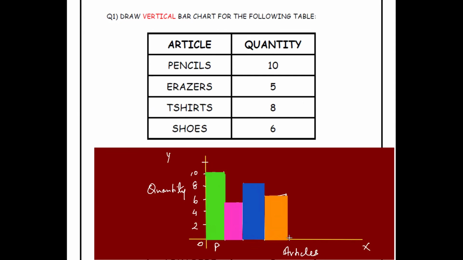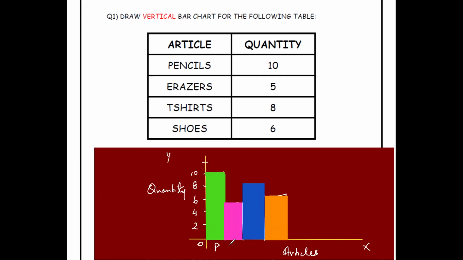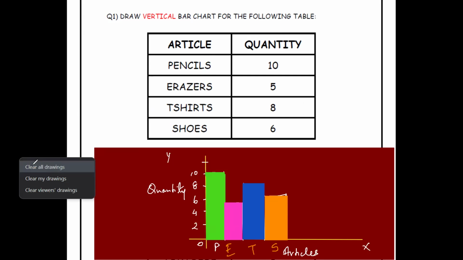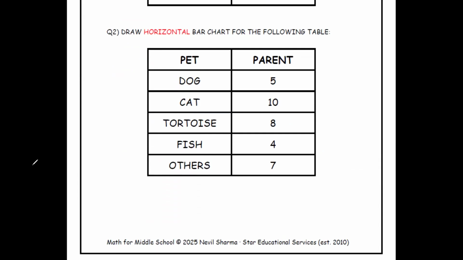Yeah. And don't forget to label them because you have pencils P, and then you can have erasers E, and t-shirts T, and shoes 6. That's it. Right. And similarly, you can plot your horizontal bar chart.